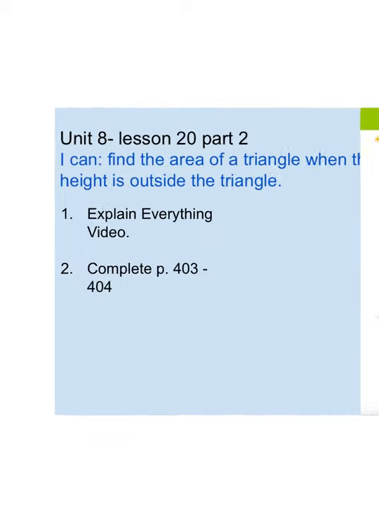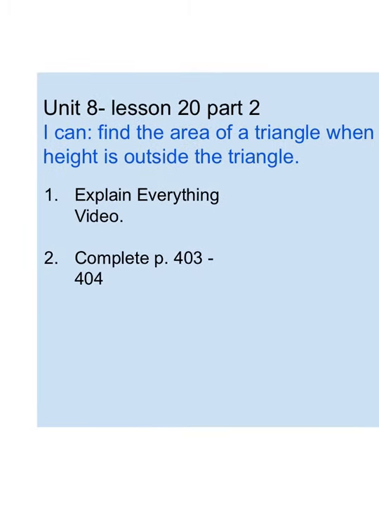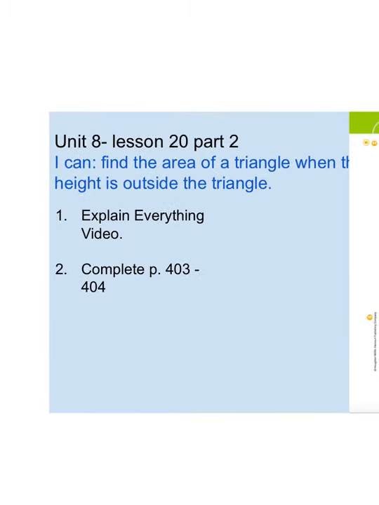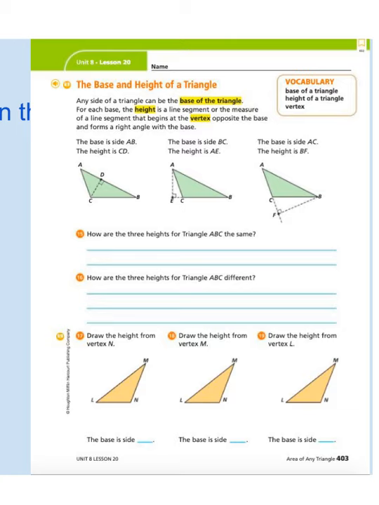So today's lesson is Unit 8, Lesson 20, Part 2. And your I can statement is I can find the area of a triangle when the height is outside of the triangle. You're obviously watching the Explain Everything video, and you're going to complete pages 403 and 404. So this part gets a little trickier. Here's some vocabulary at the top right-hand corner: base of a triangle, height of a triangle, and vertex. And the vertex is the point or anything that is opposite the base.